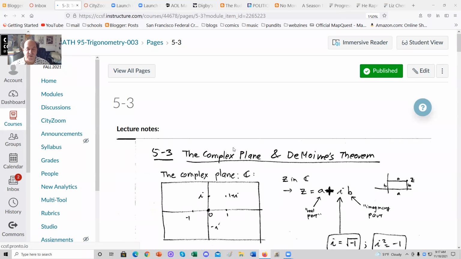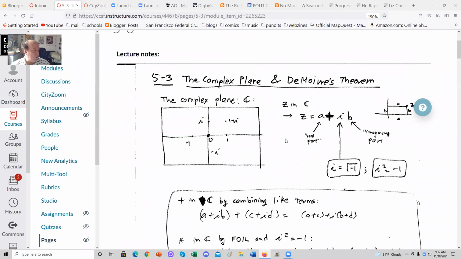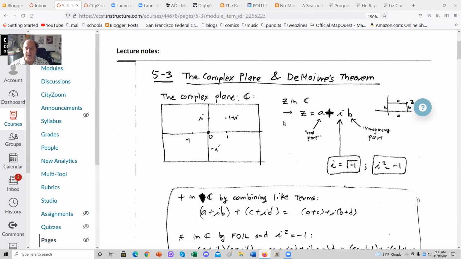All right. 5.3, the complex plane and de Moivre's theorem. The complex plane is a two-dimensional plane. Every point on it is of the form a plus i times b. It's over a and up b. So here's 0, here's 1, here's -1. This horizontal line is the x-axis, the real axis. This here is the imaginary axis, and 1 plus i is over 1 and up i.